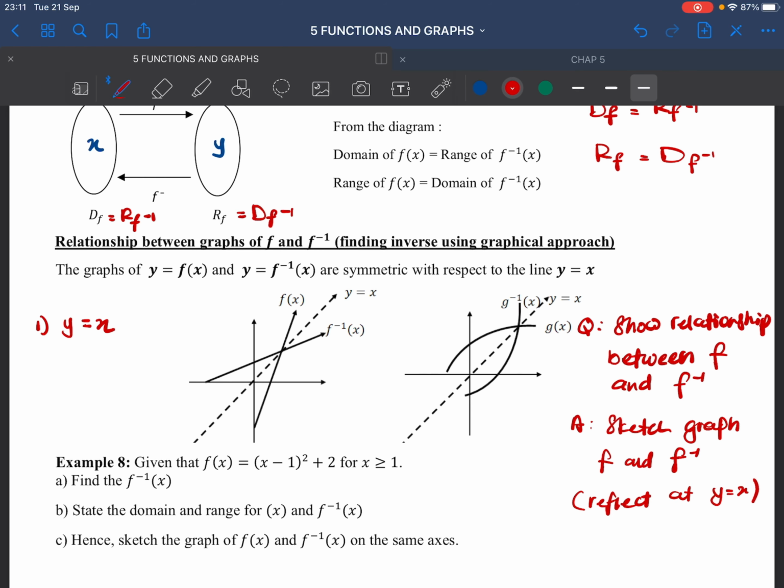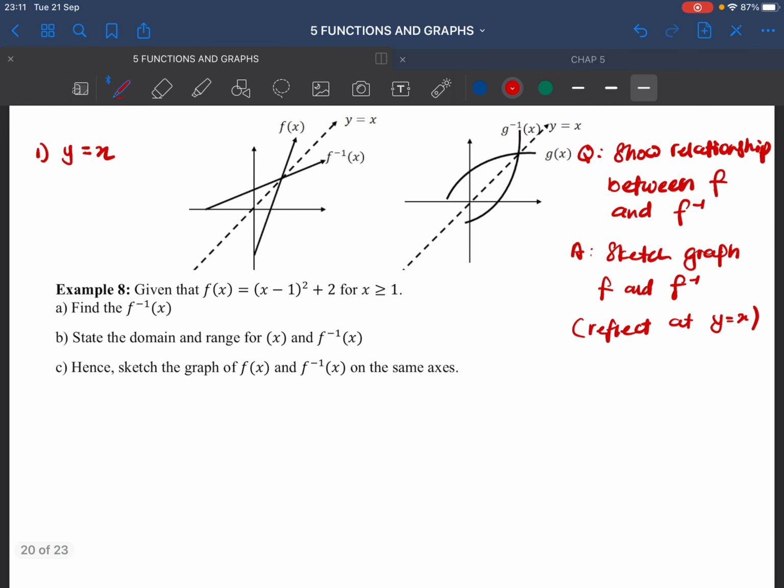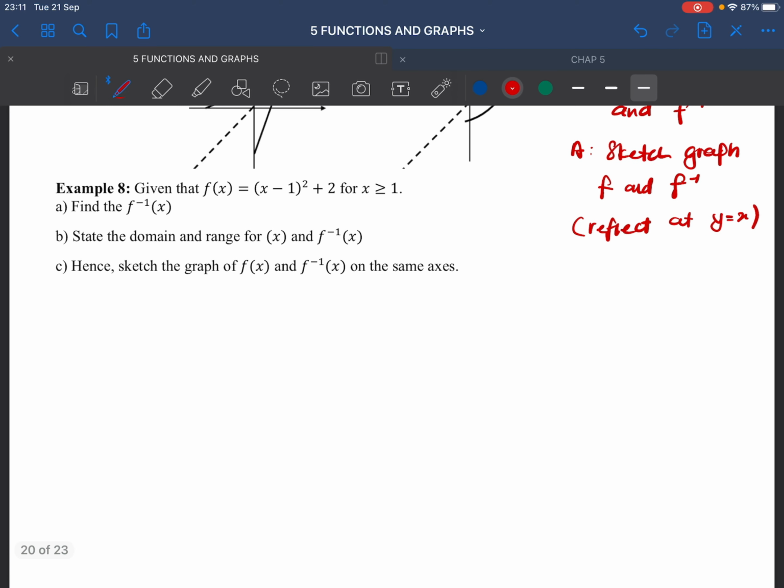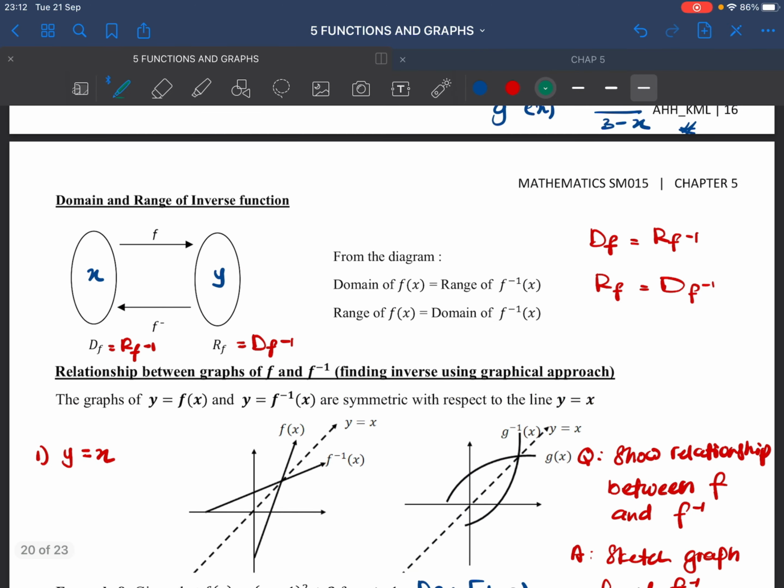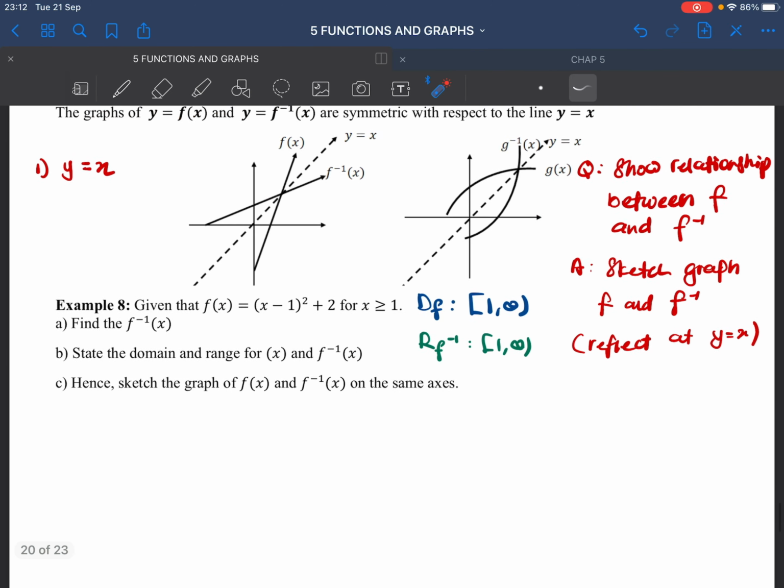Okay, alright, so let's see example 8. Given fx equals to x minus 1 square plus 2 for x greater and equals to 1. Okay, so we have a domain here, x greater and equals to 1. Let's write it as domain of f 1 to infinity. Okay, automatically by using properties, kita dah dapat kita punya range of f inverse kita. Okay, sebab apa? Sebab domain of f is equals to range of f inverse.